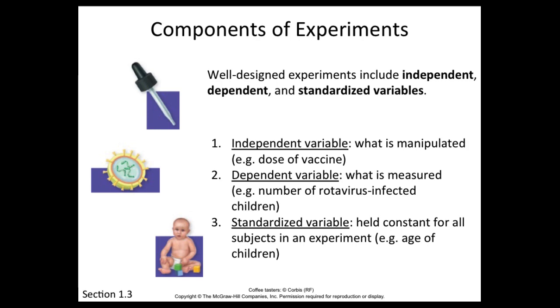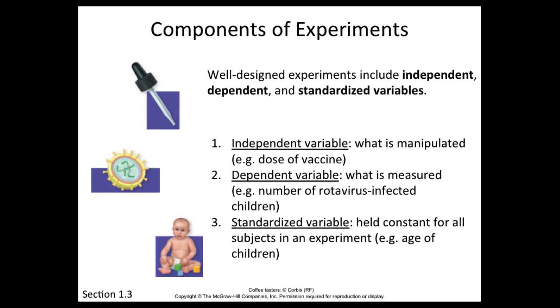Well-designed experiments are these controlled experiments, and they include an independent variable, a dependent variable, and a standardized variable. These terms are defined as such, and we're going to do this in the context of the rotavirus experiment with infants. The independent variable is what was manipulated. For example, the dose of the vaccine.